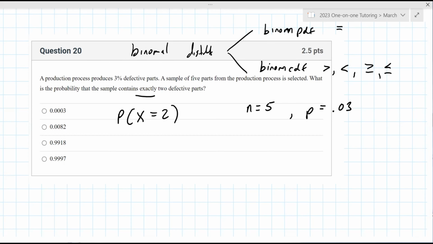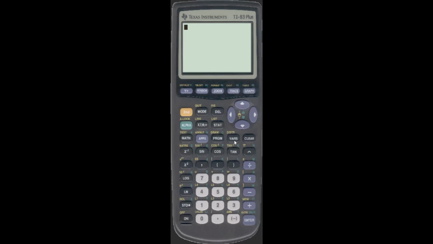All right, so we will be going to the calculator. This time you're going to second distribution. I'll write this down, second distribution, and go down. Binom, see how there's PDF and CDF? Are you seeing that? You got to choose the right one because the answer might be there from the wrong ones. This is a PDF. You don't need to know why.